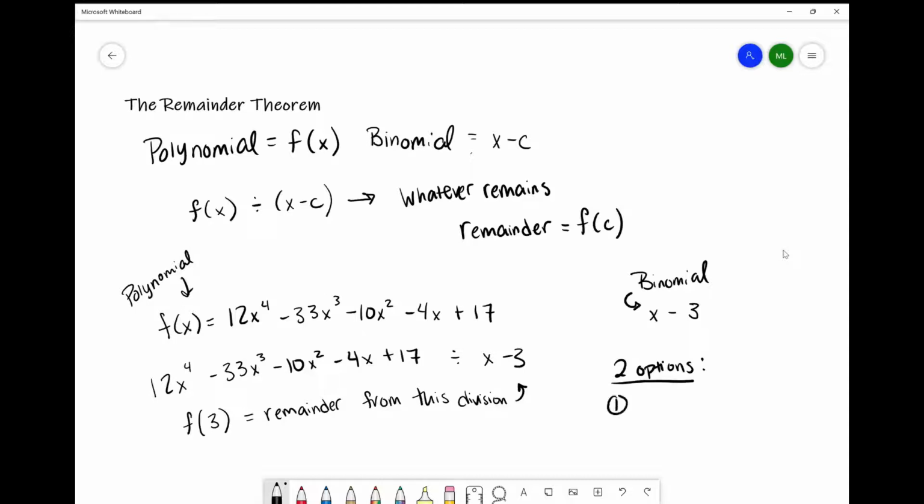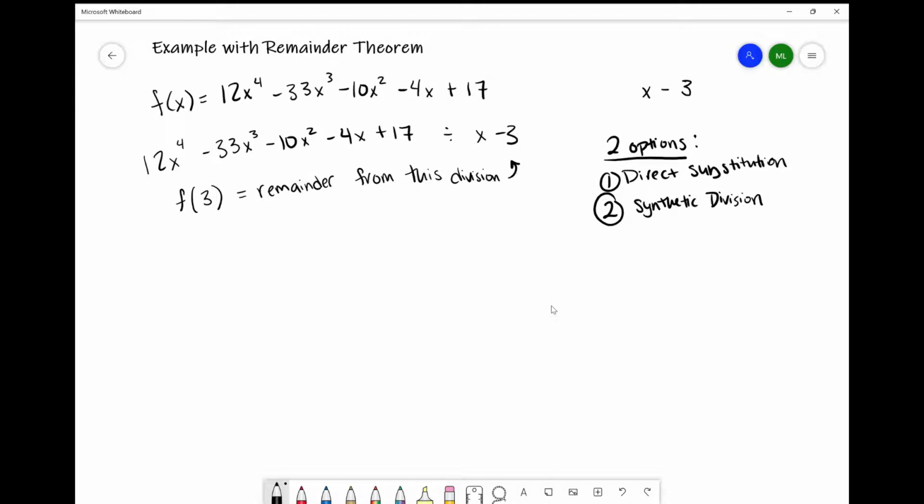The first one is direct substitution. You can just do f of 3 to figure it out. And then you also have the option to do synthetic division, which we talked about in our previous lessons. So if you need to brush up on it, now is the time to brush up on synthetic division. So again, remainder theorem: polynomial divided by binomial, whatever remains, the remainder, is f of the c value from your binomial.